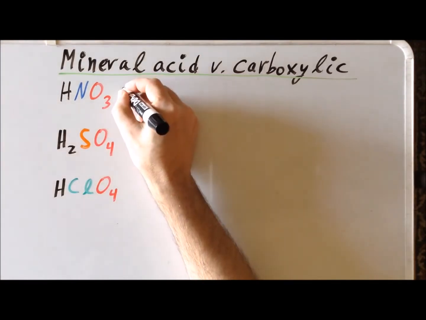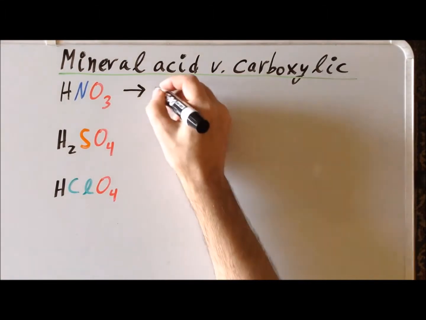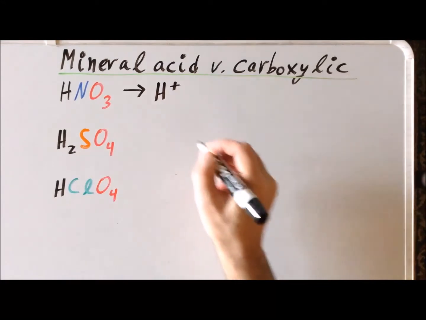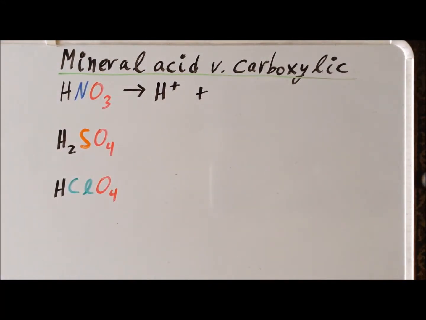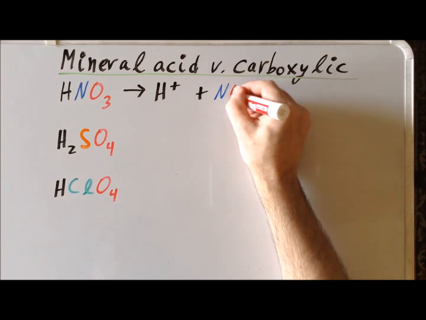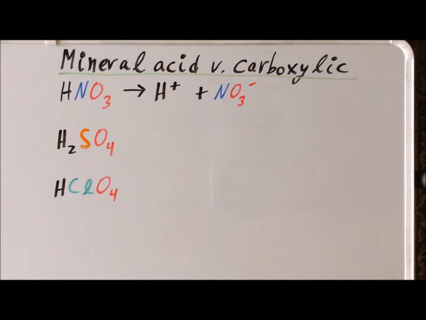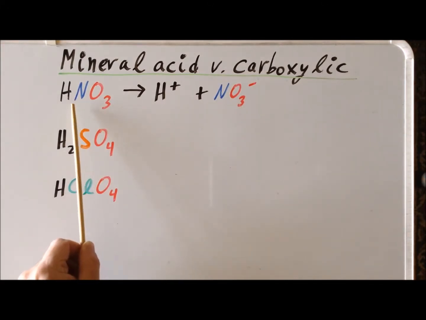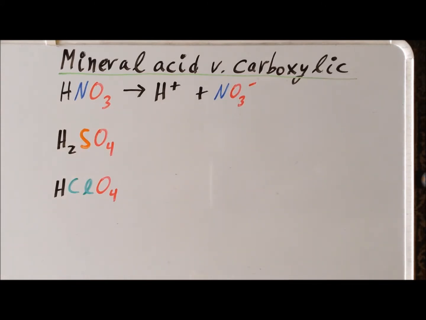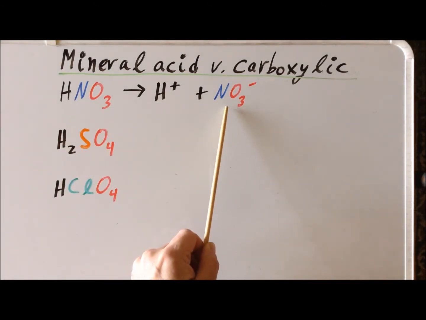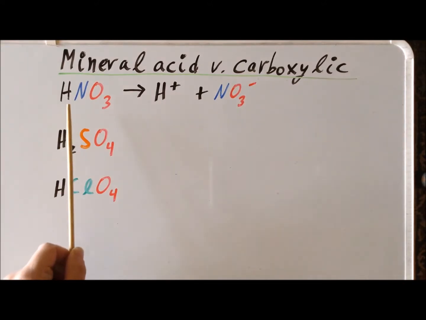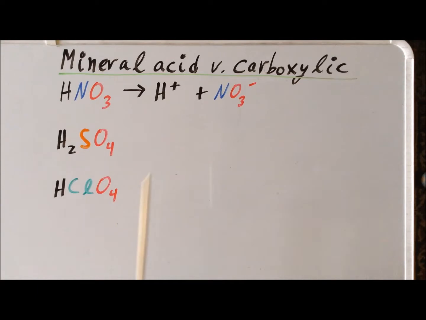In aqueous solution, nitric acid dissociates completely, it breaks up completely into H plus and NO3 minus. This NO3 minus ion is called nitrate, and we say that nitrate is the conjugate base of nitric acid, just as we say nitric acid is the conjugate acid of nitrate. For a conjugate acid-base pair, the only difference must be H plus.